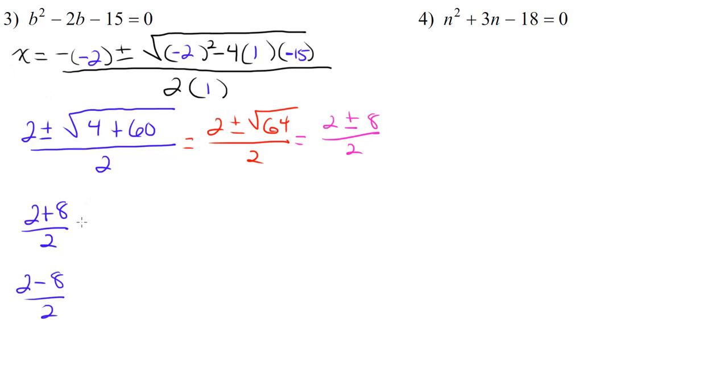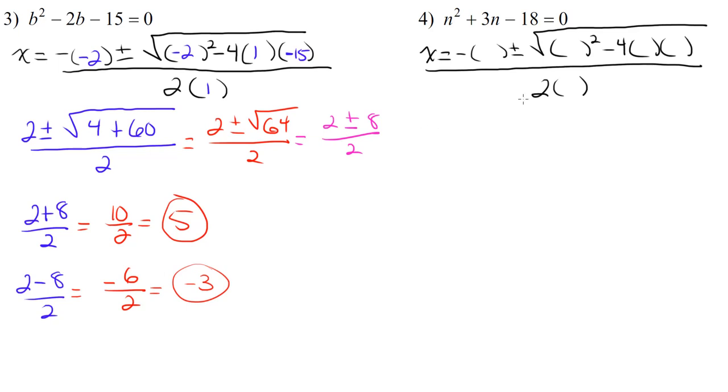Well, 2 plus 8 is 10. And 10 divided by 2 is 5. That's one of our solutions. And 2 minus 8 is negative 6. And negative 6 divided by 2 is negative 3. That's the other one of our solutions.